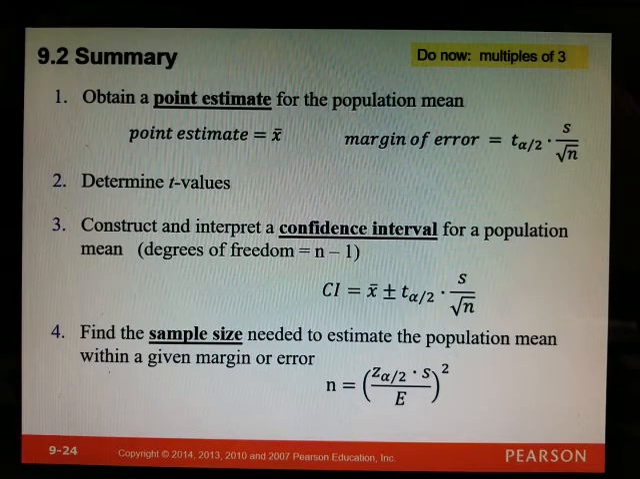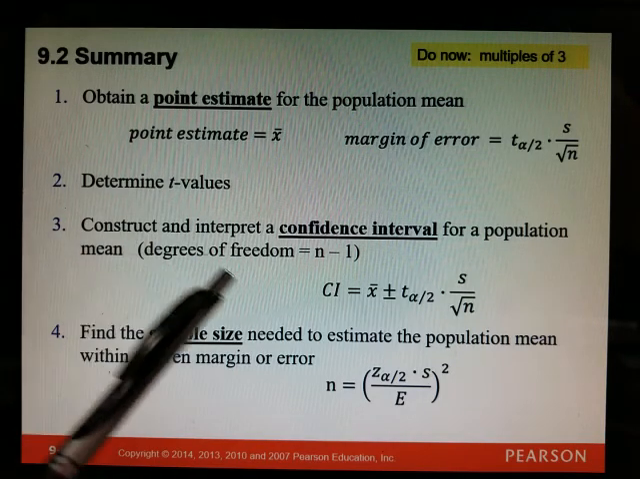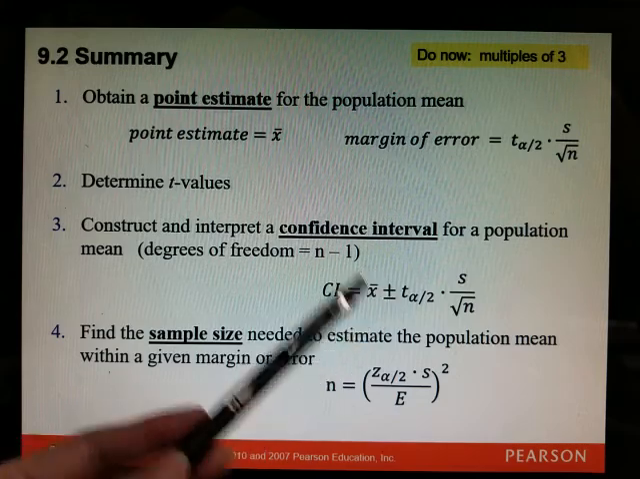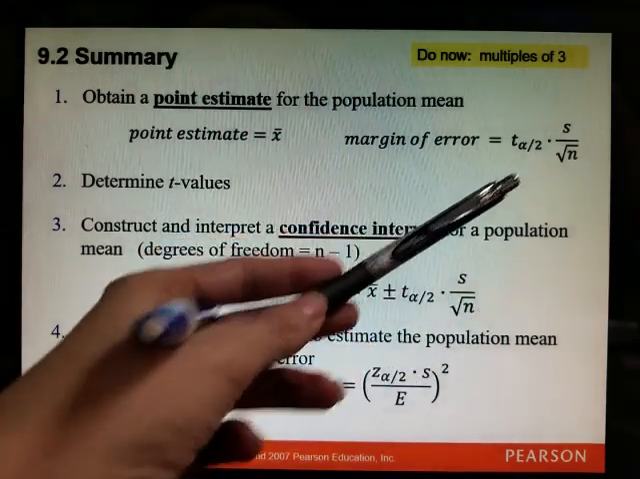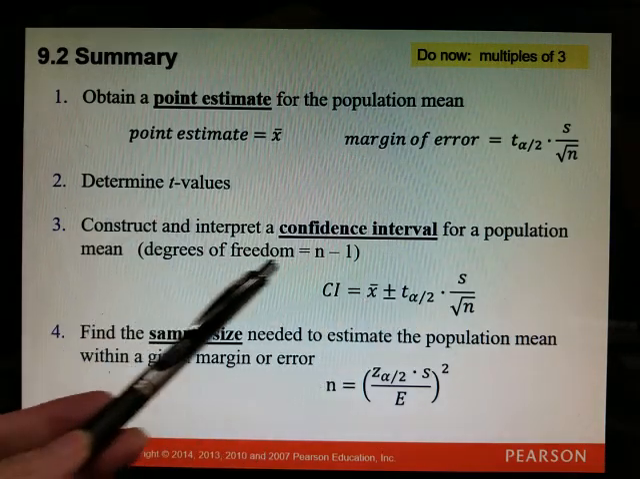And that wraps up your 9.2. So again, like I said, on your confidence interval, this right here is your point estimate, the x bar. This part down here after the plus minus happens to be your margin of error. Okay, the degrees of freedom is n minus 1.